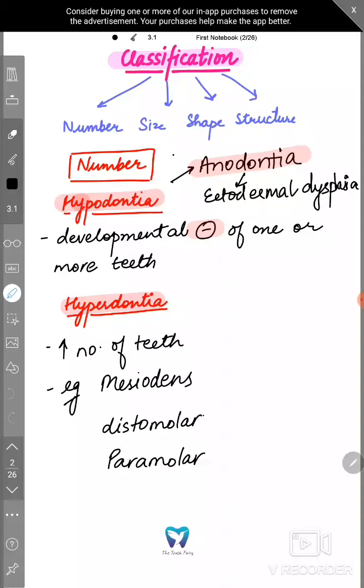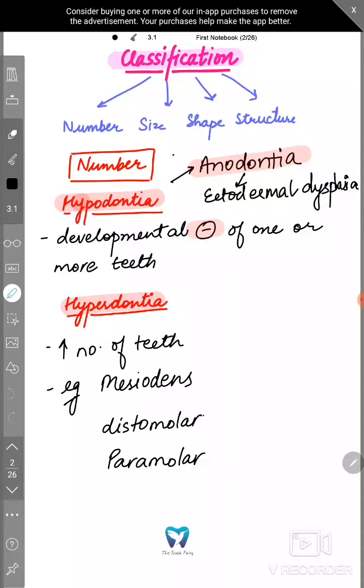So what is ectodermal dysplasia? Ectodermal dysplasia is a group of disorders in which whatever structures originate from the ectoderm are altered or defective, like hair, teeth, nails or sweat glands. They are all ectodermally originated. So in these structures there will be an alteration.